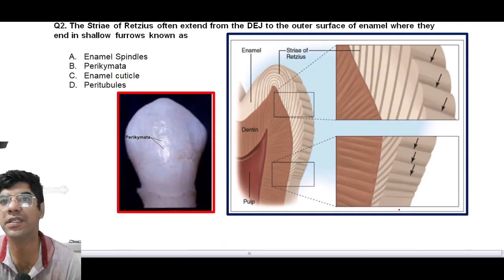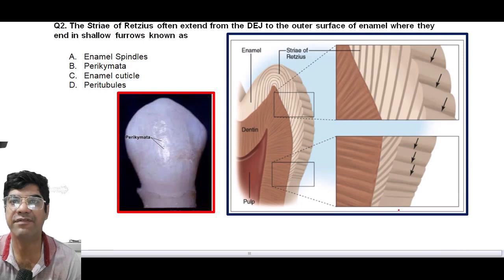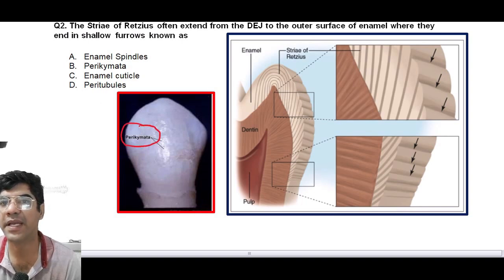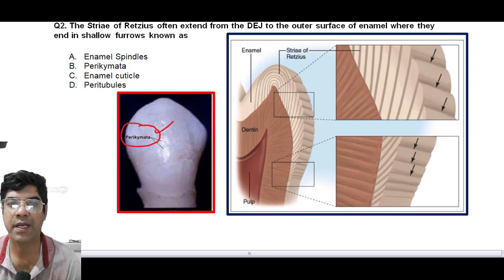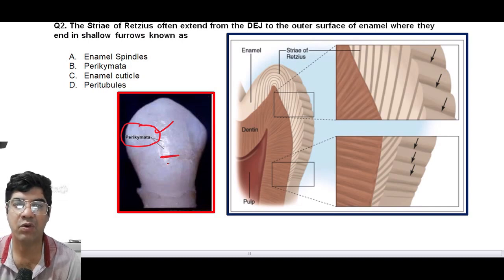Moving to the next question. The striae of Retzius often extend from the dentino-enamel junction to the outer surface of enamel, where they end in shallow furrows that are known as perikymata. So perikymata are the shallow furrows or ridges on the outer surface of enamel. They are the result of incremental growth of enamel during tooth development and are commonly seen on the crown.